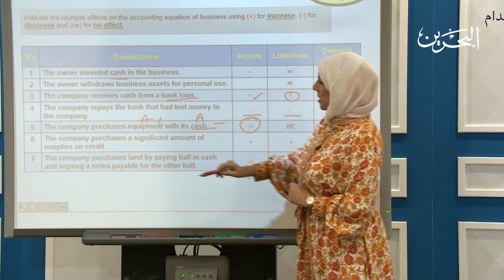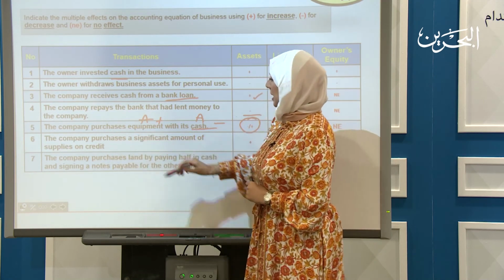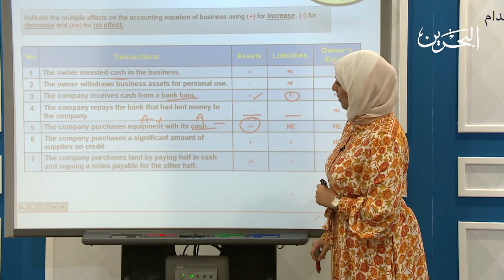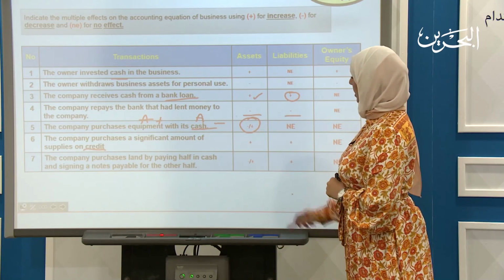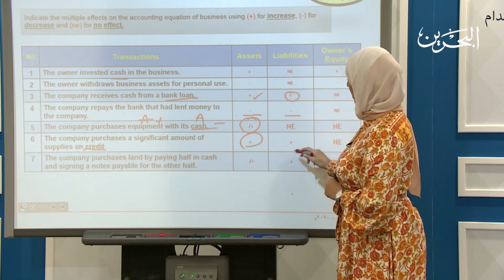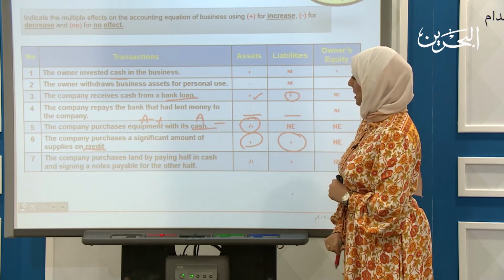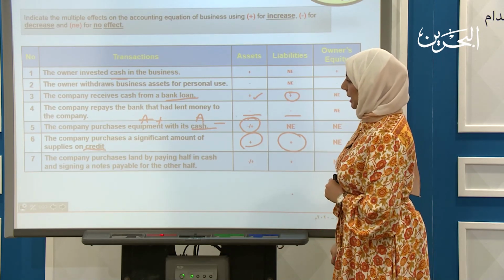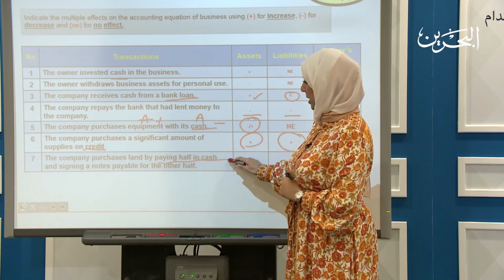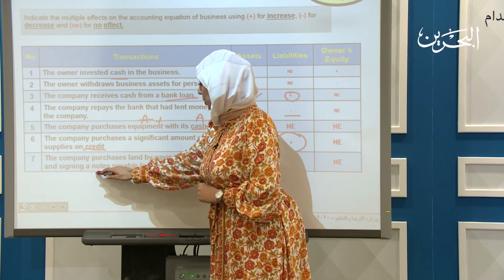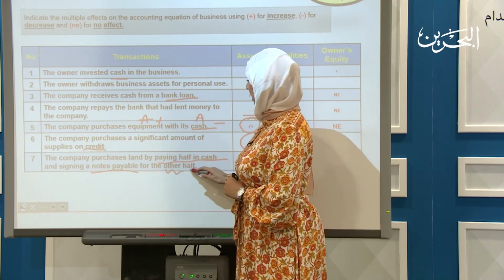The sixth transaction, the company purchased a significant amount of supplies on credit. So the effect will be an increase in assets and also an increase in liability. The company purchased land by paying half in cash and signing a note payable for the other half.